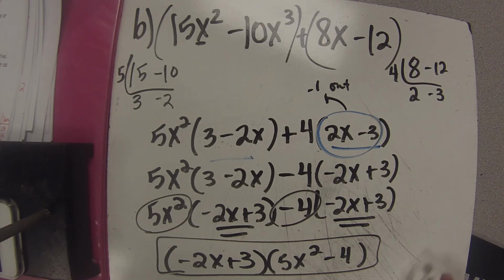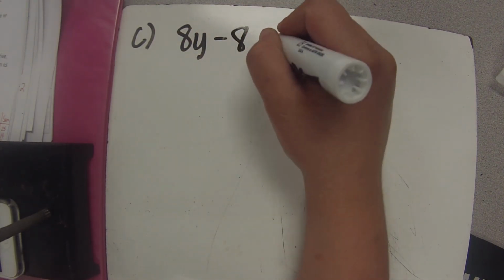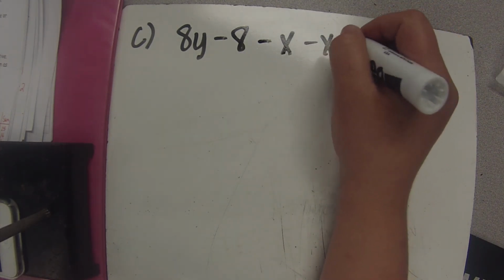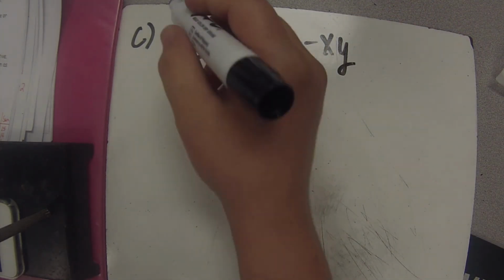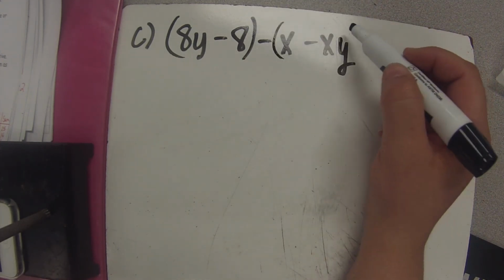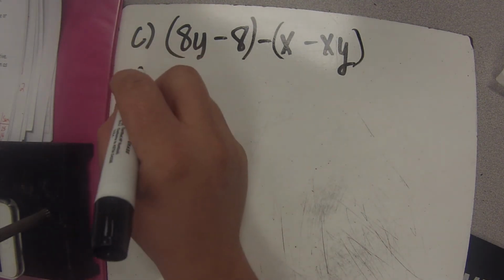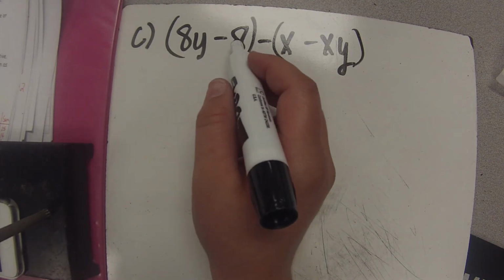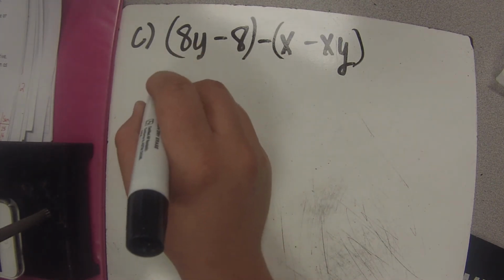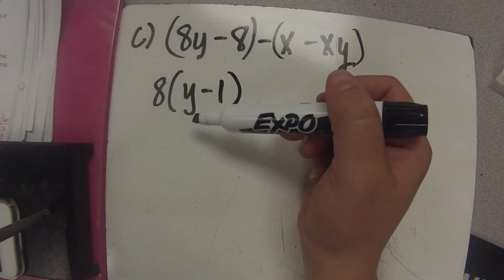Okay, last problem is C. It is 8y minus 8 minus x minus xy. We're going to group together our terms. And you can either group together this or you can group together the negative. It doesn't matter. I'm going to pull out, obviously, 8 and 8. They both have the same value. So I'm going to pull an 8 out, and I'm left with y minus 1.